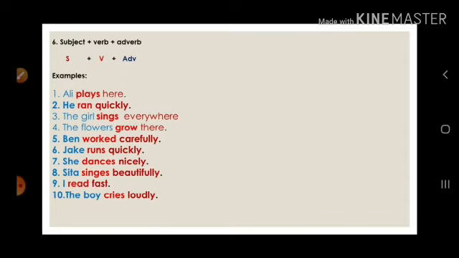Now we'll move to our next slide. Subject plus verb plus adverb. السبجكت الاسم زائدا الفعل زائدا الadverb. For an example, Ali plays here.